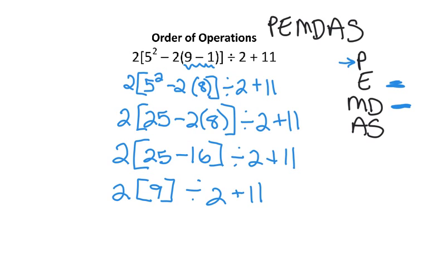2 times 9. Remember, when a number is right in front of a parentheses, it means multiply. 2 times 9 is 18, divided by 2, plus 11. Multiplication and division still. 18 divided by 2 is 9 plus 11. And then finally my adding and subtracting. 9 plus 11 is 20.